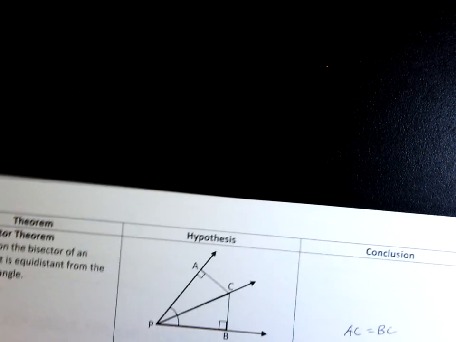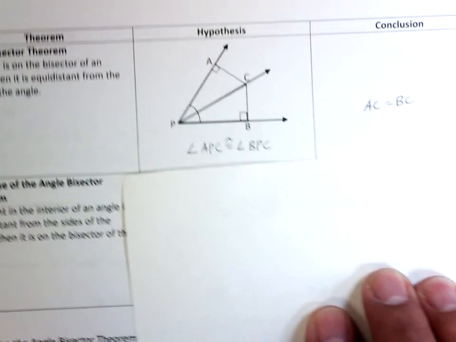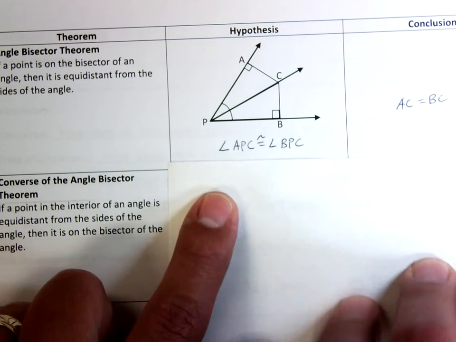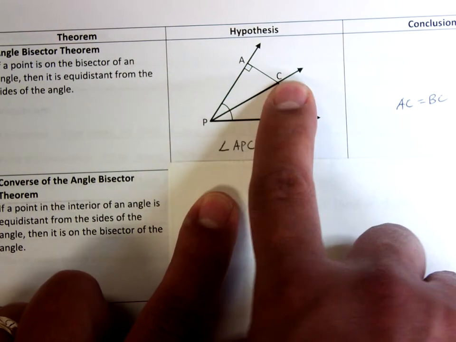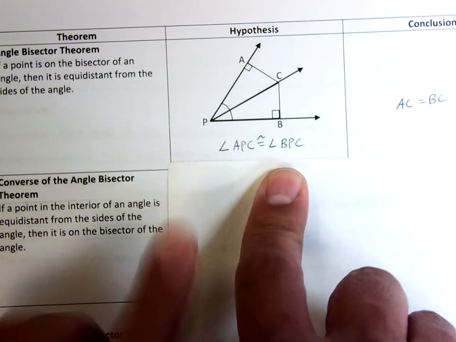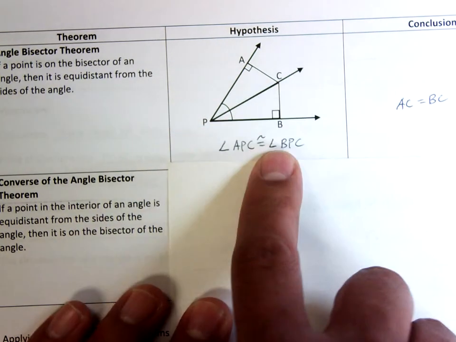Okay, so that was perpendicular bisectors. Now let's talk about angle bisectors. In this picture, I know that APC is congruent to BPC because they each have an arc. So that means PC must be an angle bisector.